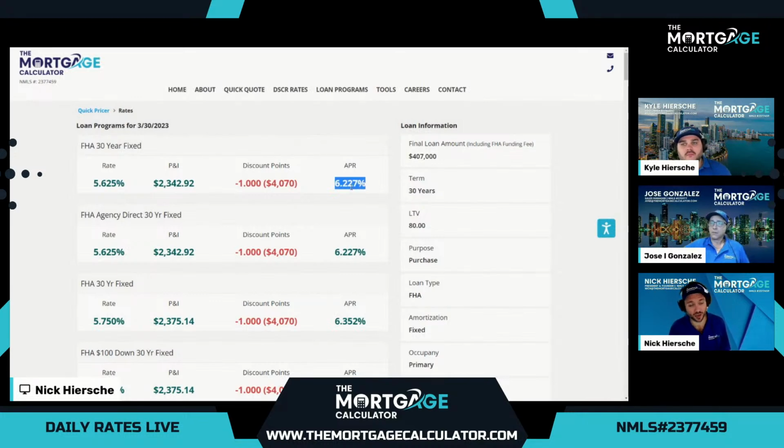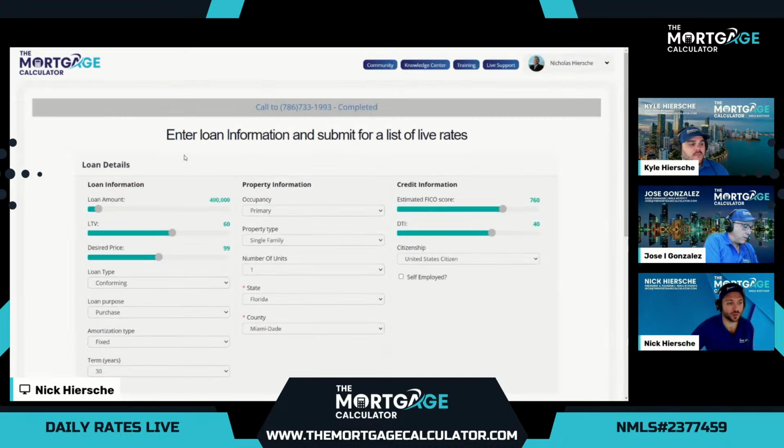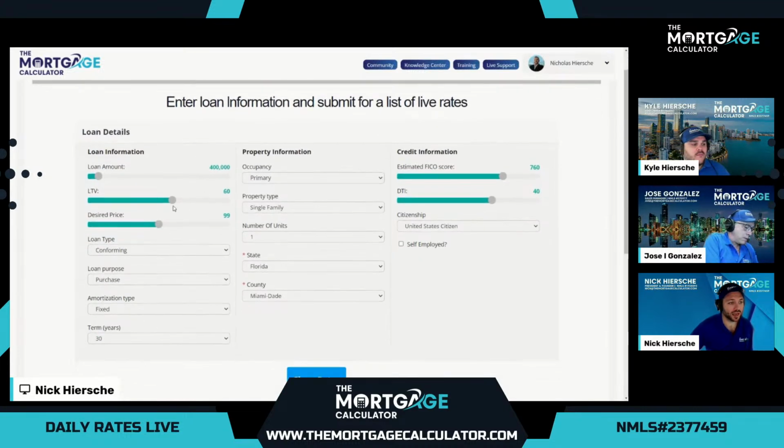So always a great option to compare FHA with the conventional options. And in this case, you can actually get it for a little bit cheaper, low 6s. Remember, the APR for the conventional was in the high 6s there. And now let's go into our final demo for our primary home. And we're going to set up the same scenario.